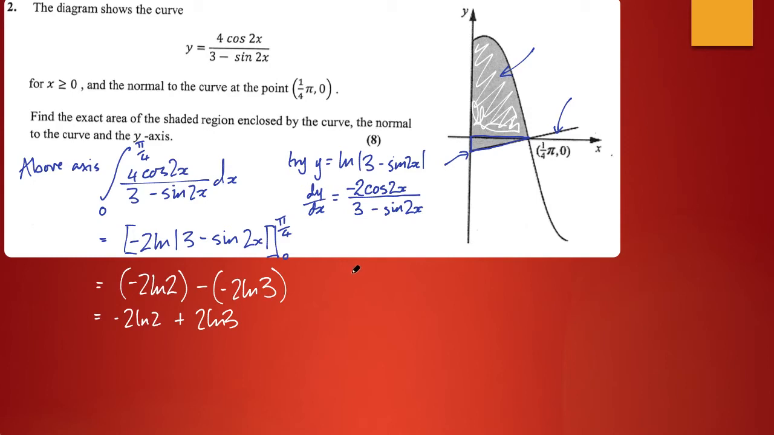So I've then got to deal with the area below the axis, and for this I need to do a differentiation of this function 4 cos 2x over 3 minus sine 2x. I'll be using the formula for the quotient rule from the formula book, which tells me that if I want to differentiate f of x over g of x, my answer will be g of x times f dash x minus f of x times g dash x, all over g of x, just g of x all squared.